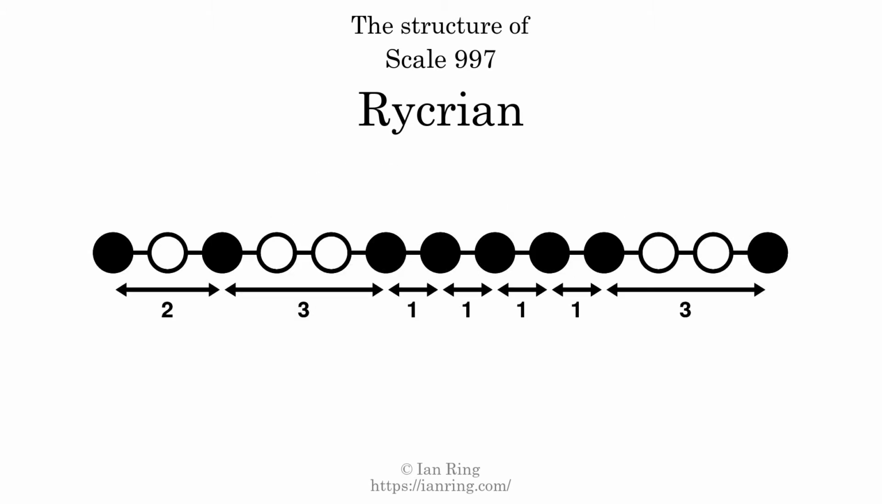The structure of a scale is a description of the interval distance between each successive tone. This scale has a structure of 2-3-1-1-1-1-3.